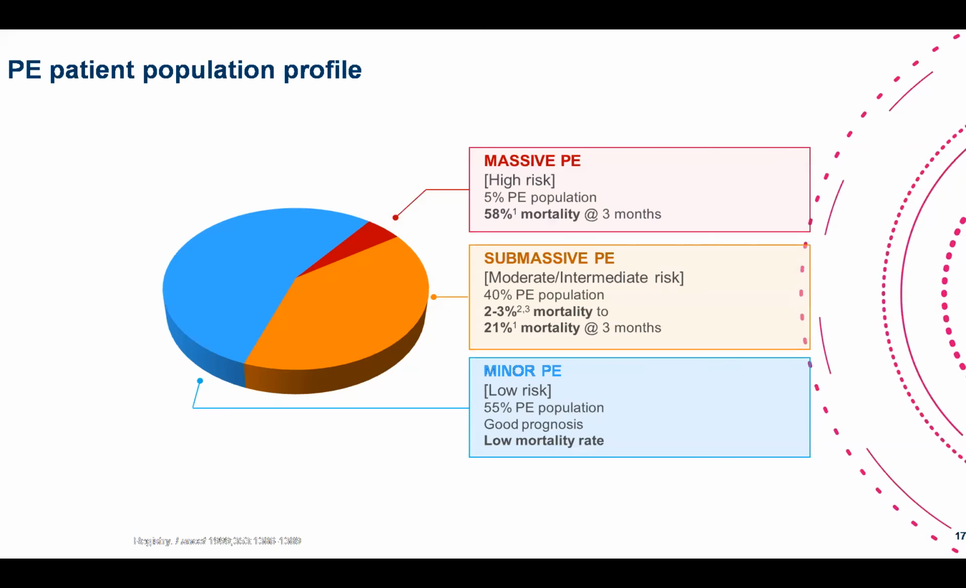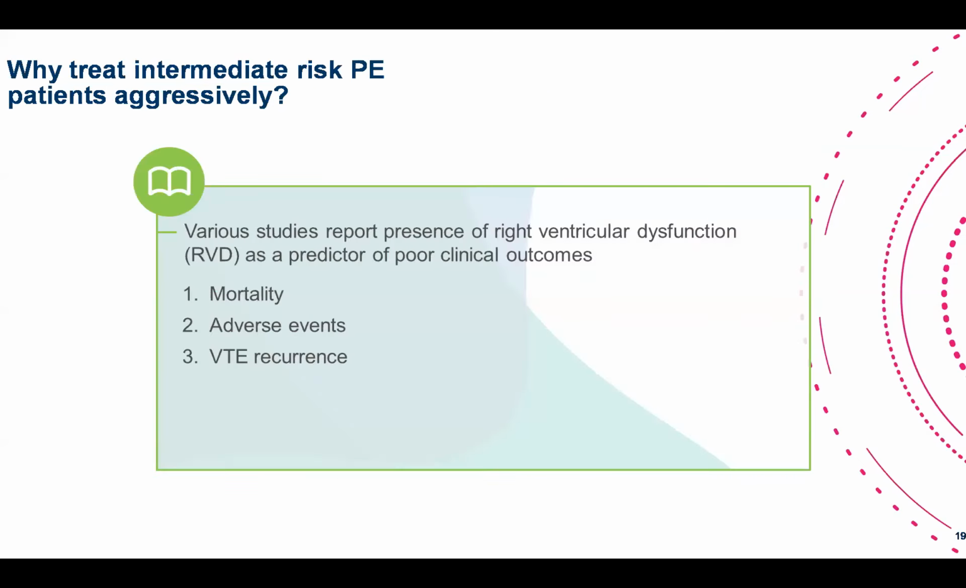on ECG. We're lucky that the percentage of the massive PE among the population is only 5%, but the mortality rate is too high. It's about 58% mortality rate. And to be honest, most of the patients have already died before they come into the hospital. Submassive PE is 40% of the population, which is a good number, and mainly we target this group. And minor PE is 55%. I'll skip that one. And as I mentioned before, the RV-LV ratio is an important indicator for mortality, adverse events and recurrence of the thromboembolic.